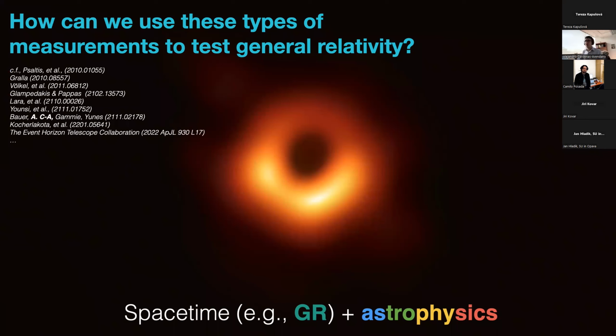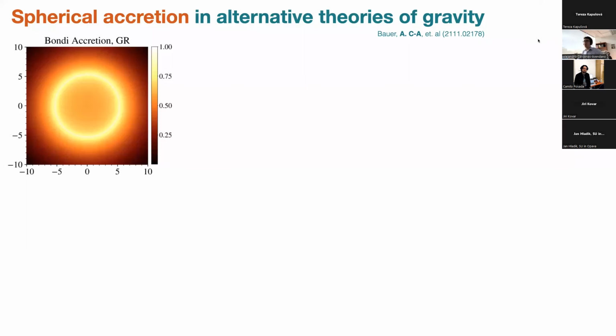So let me focus on one very simple scenario to give you a taste of the difficulties that these type of observations have. This is a work we did a couple of years ago in collaboration with Adam Bauer, Charles Gammie, and Nico Yunes, where we study a very simple system. We have Bondi accretion. This is a spherical accretion into a black hole. And again, remember, I'm trying to see if there is a way to disentangle the theory of gravity and the astrophysics, and if we can extract the parameters and disentangle them.